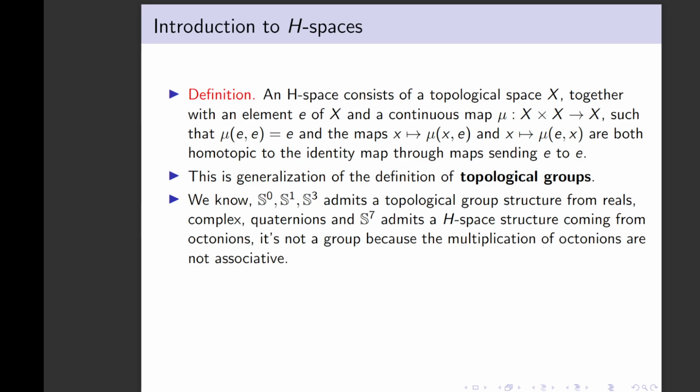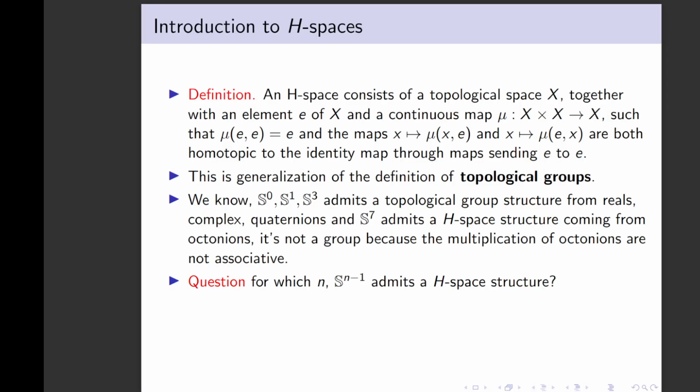Now for example, we can see that S0 is basically 2 points, and in that case we can define a group structure. Also S1 and S3, we have seen, have a group structure that comes from the real, complex, and quaternions. And S7 has an H space structure that is not a group structure, because this comes from the octonions, and there the product is not associative. So yeah, this is the thing.